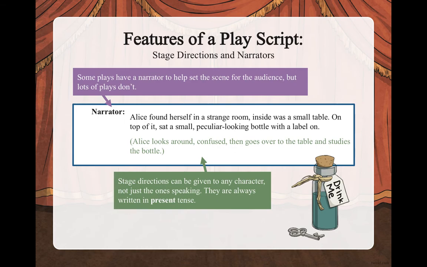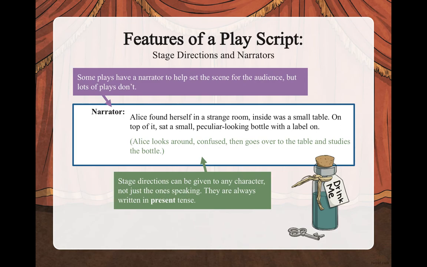So the narrator will read, Alice found herself in a strange room. Inside was a small table. On top of it sat a small, peculiar-looking bottle with a label on. And then, of course, the actors on stage would use the stage directions as an idea of what's happening. Alice looks around, confused, then goes over to the table and studies the bottle.